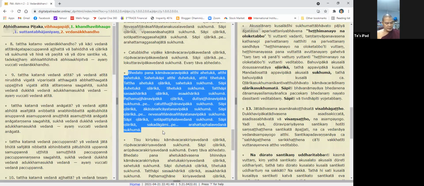Ahetuka Kamajara Vibhaṅga is the... not yet. Ahetuka, Sahetuka. The Sahetuka again can be no Eka Hetuka. No Eka Hetuka Kamajara Vibhaṅga. There are only 2 kinds of Kamajara Vibhaṅga: 2 Hetuka Kamajara Vibhaṅga, 3 Hetuka Kamajara Vibhaṅga.